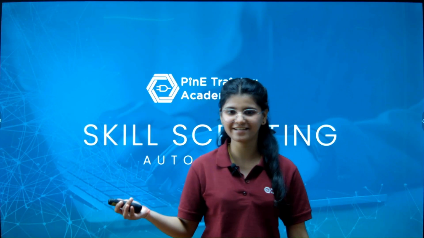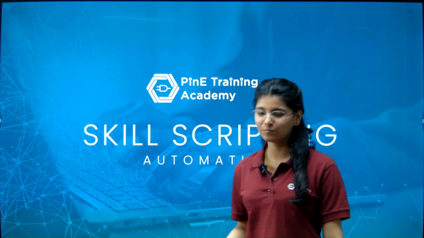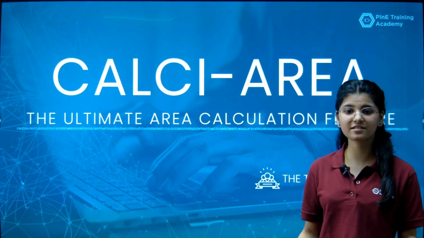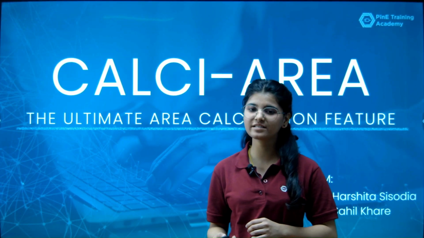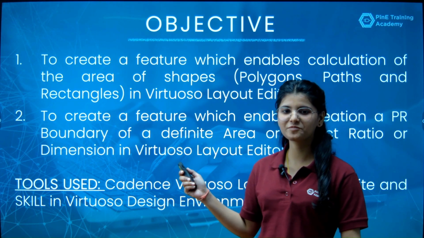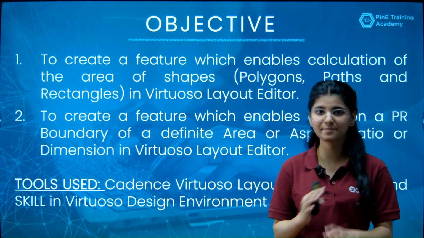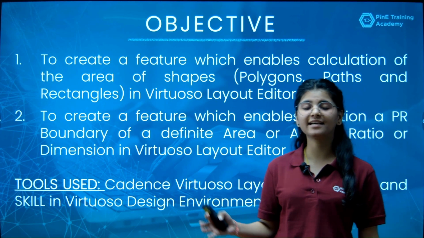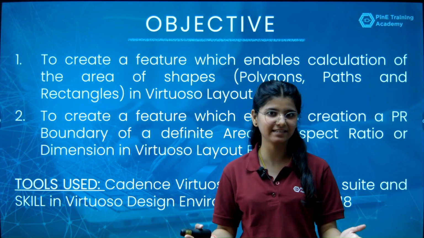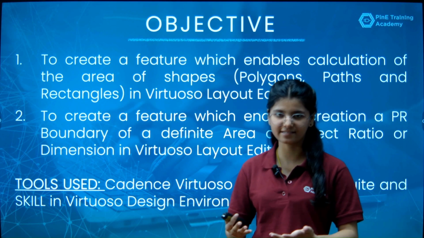As my friend has already listed the various features our tool will be providing, moving forward, our skill scripting project is called CALSI-AREA. It's a strong area calculating feature which is available in Virtuoso Layout Editor. Our objective will be to calculate the area of various shapes such as polygon, paths and rectangles. And our second objective will be to create a PR boundary according to the user's need and to calculate the dimensions of a PR boundary if it already exists.